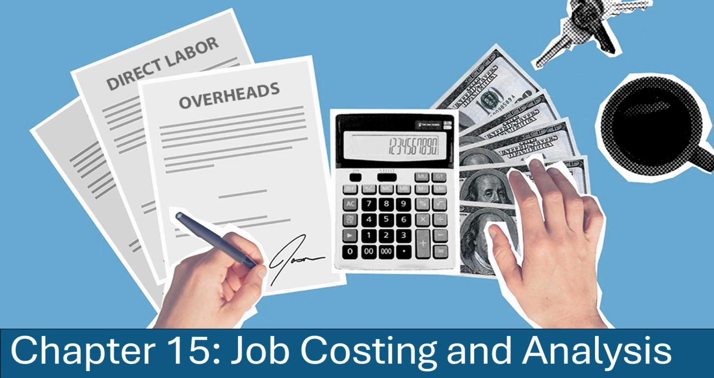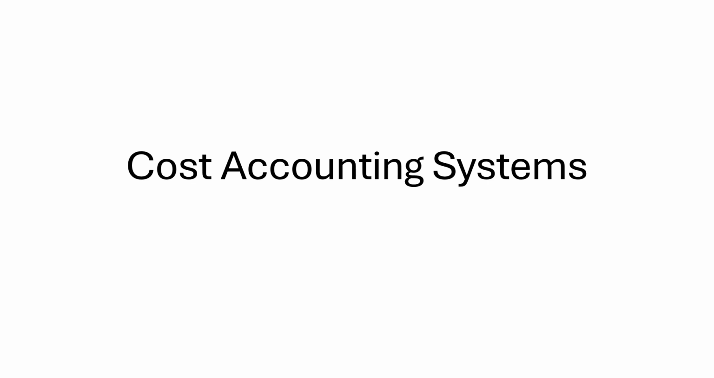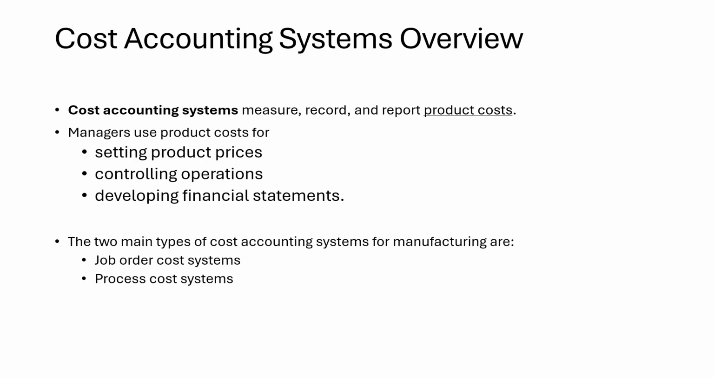Chapter 15, Job Costing and Analysis. Cost Accounting Systems. Cost accounting systems are in place to measure, record, and report product costs. Remember, there's a difference between product cost and period cost. So cost accounting systems track product cost.